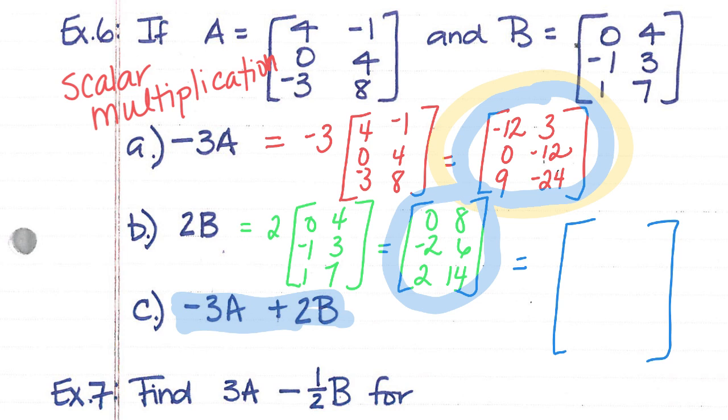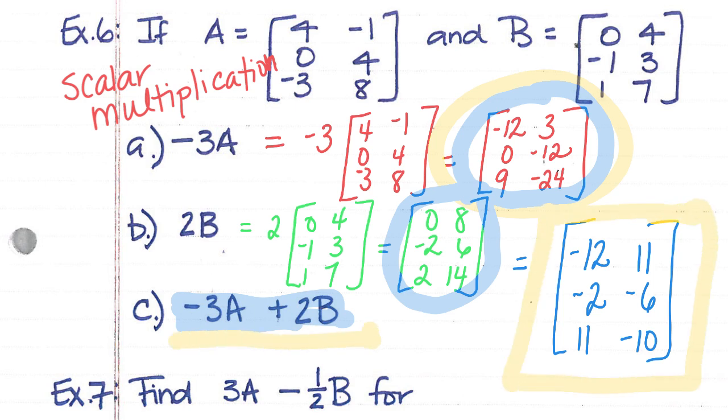Negative 12 plus 0 is negative 12. 3 plus 8 is 11. 0 plus negative 2 is negative 2. Negative 12 plus 6 is negative 6. 9 plus 2 is 11. And negative 24 plus 14 is negative 10. So this will be our answer for example 6C.